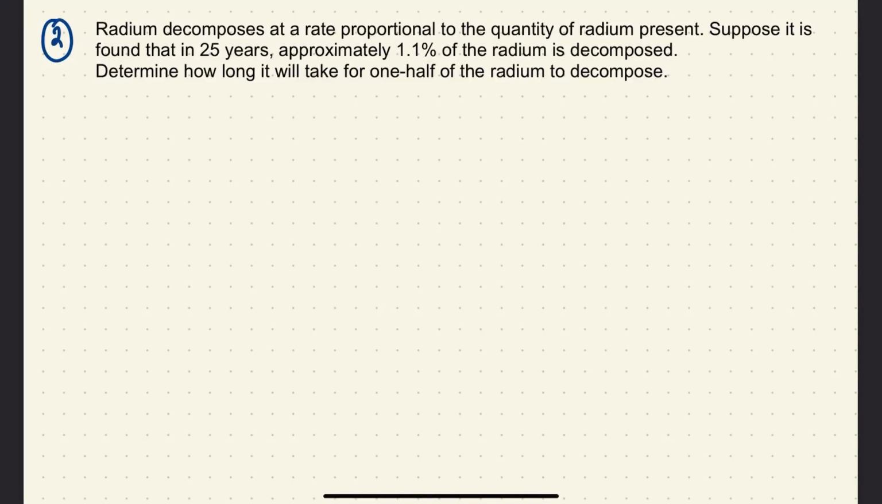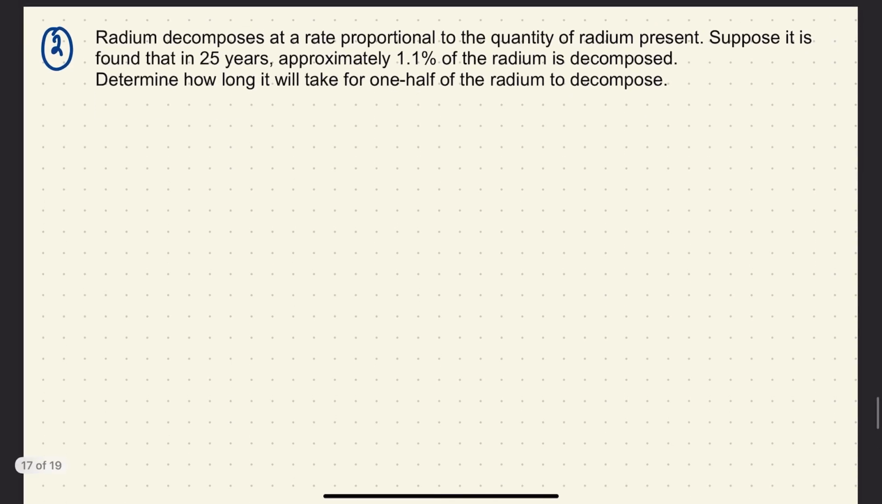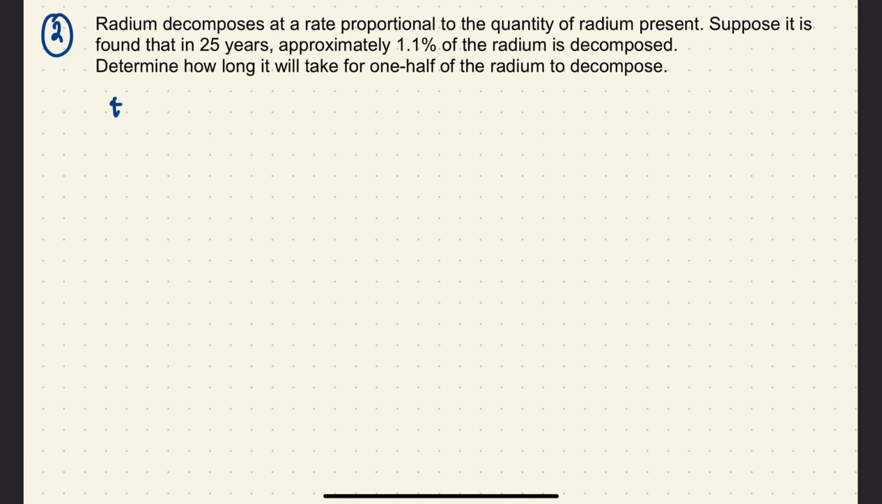So for number 2, the problem reads: radium decomposes at a rate proportional to the quantity of radium present. Suppose it is found that in 25 years, approximately 1.1% of the radium is decomposed. Determine how long it will take for one half of the radium to decompose. So if we look at the amount at time 0, definitely it's N0.